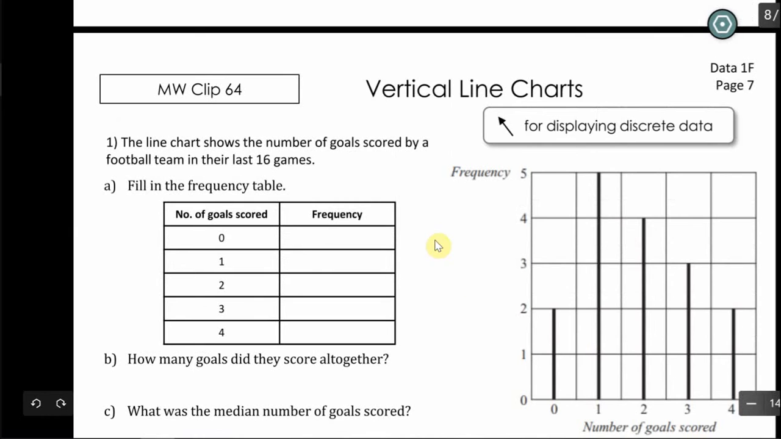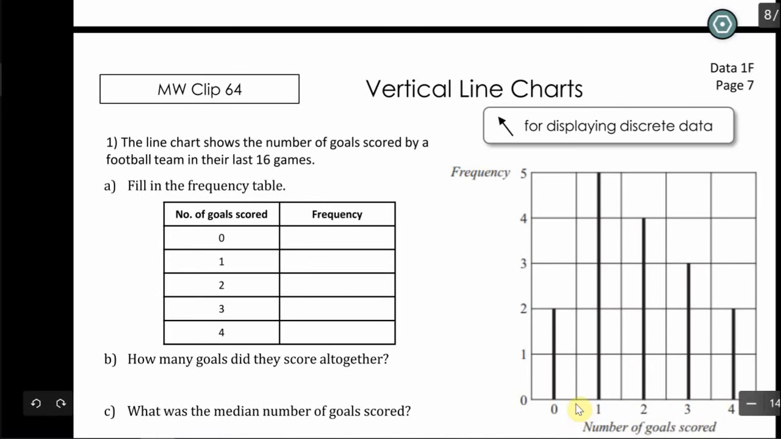Okay, so vertical line charts are used to display discrete data. And remember, discrete data is data which has to take a certain value. So we can only have a whole number of goals scored. We can't have 0.5 goals scored, for example.